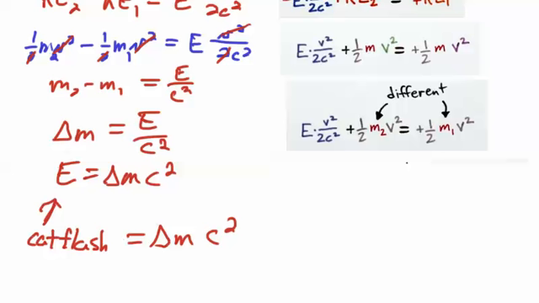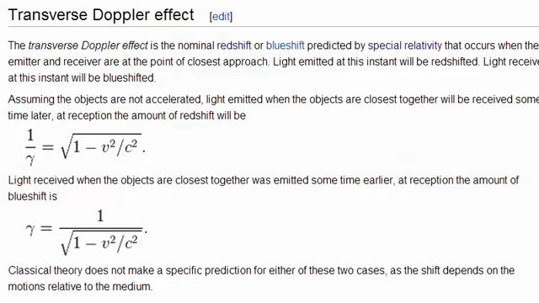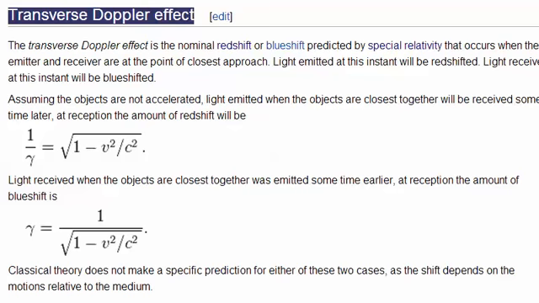So that light has a mass. So I think it's a reasonably good proof. I just need to change that sign there and take into account that gamma factor, and make sure that you realize that this is what they call the transverse Doppler effect, not an approaching or receding Doppler effect.